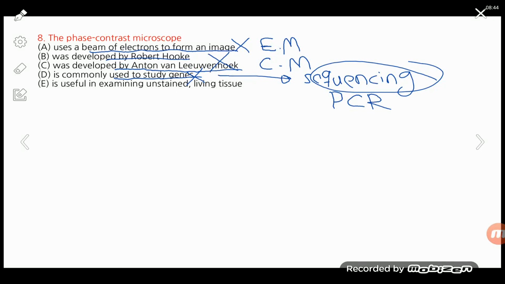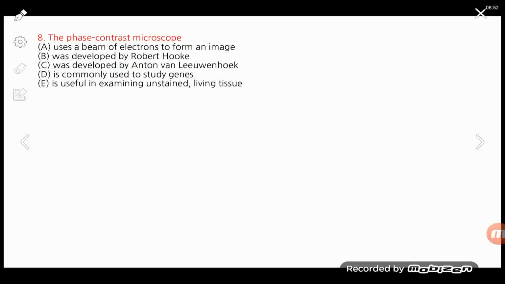It's useful in examining unstained living tissue. Yes, the phase contrast microscope is used for examining unstained living tissues. Without using any chemical, any substance, any staining material, we can study them with the phase contrast microscope. So all the others, from A to D, are incorrect about the phase contrast microscope.